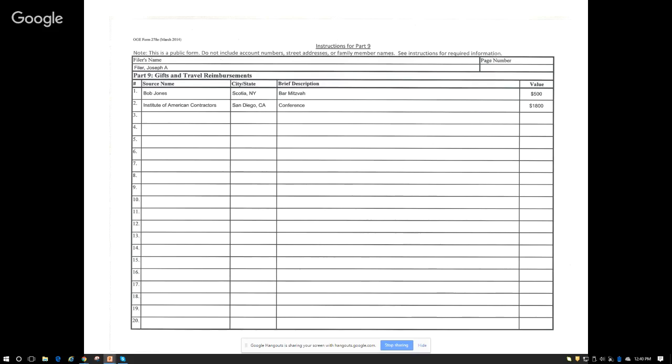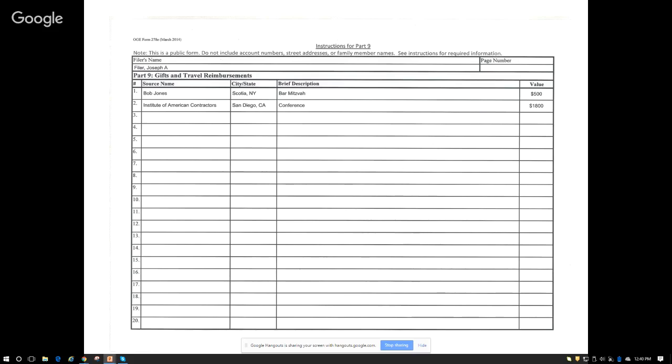Let's take a look at entry number 1. We have a name, Bob Jones. Bob Jones apparently lives in Scotia, and yeah, I use Scotia a lot. The brief description is a bar mitzvah, and we have a value which is over the reportable range.